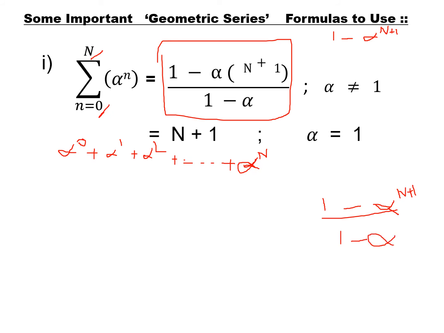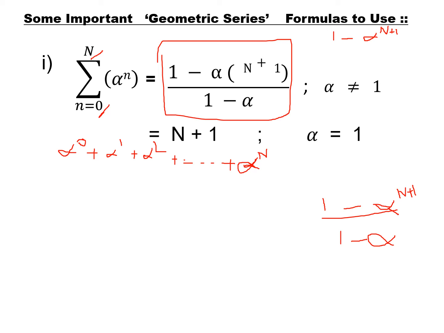If alpha is not equal to 1, if alpha is anything either greater than 1 or less than 1, this formula holds good, if the sum starts from 0. If alpha equals 1, 1 to the power of anything is 1 itself, right? You are adding 1, N plus 1 number of times.